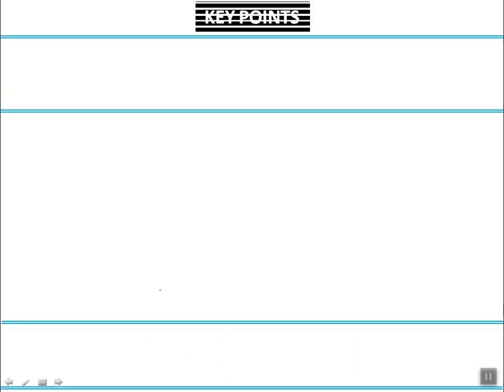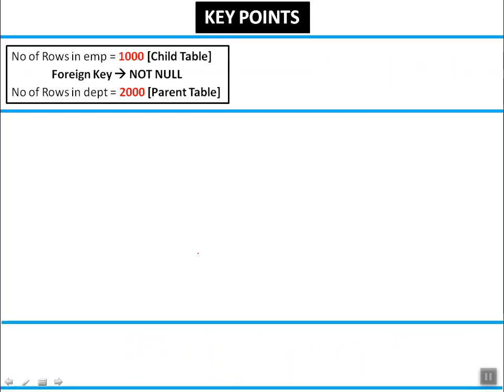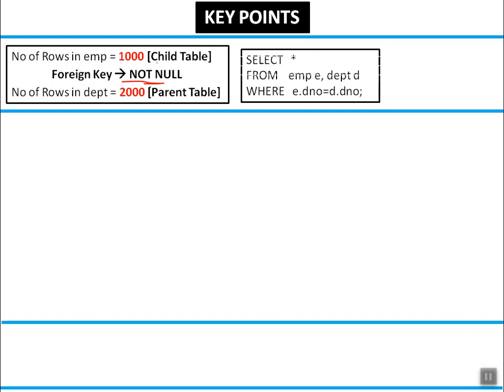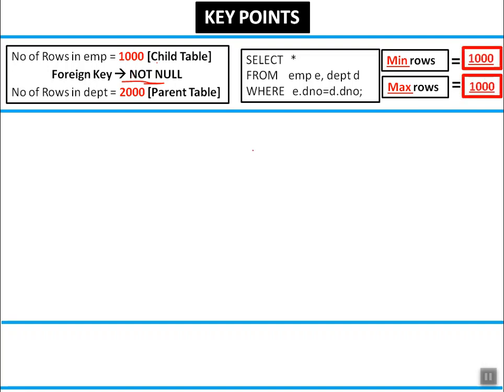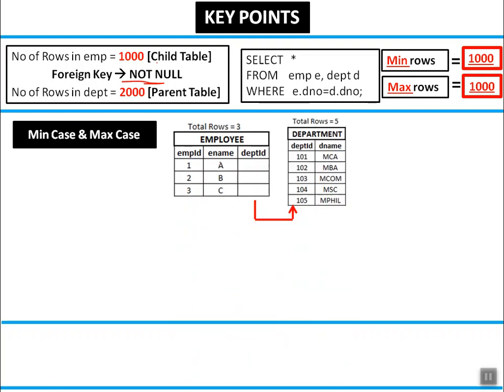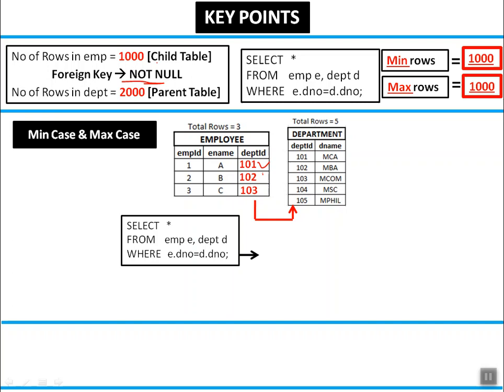At times you will get one more thing: child table which is foreign key plus not null. That means the foreign key column will never take null values. In such a case, minimum and maximum will be, not null means all are employees, so minimum and maximum will be only 1000 because all are working employees. Look at this, all are working employees. So every employee will be selected only once. So minimum and maximum will be 1000.